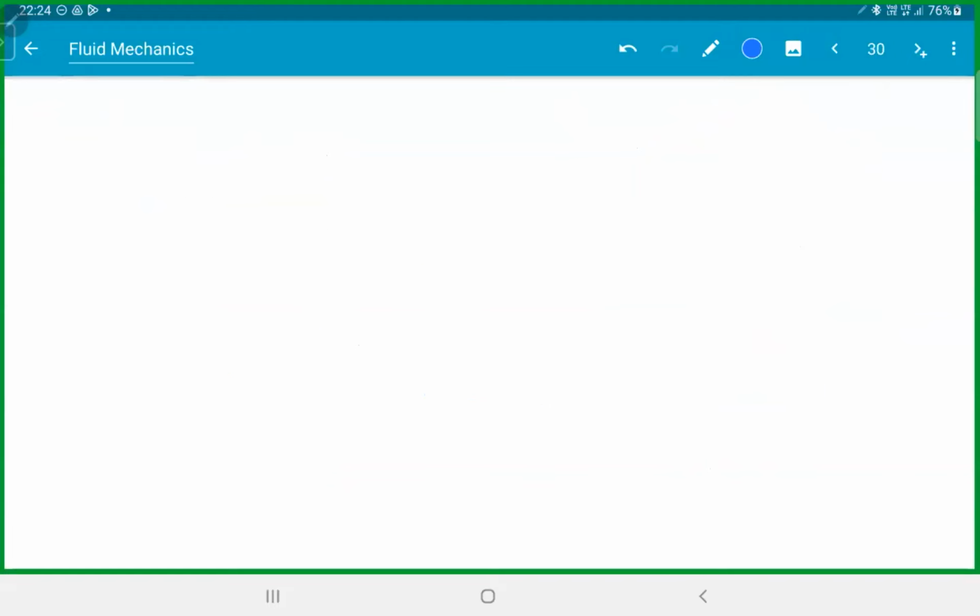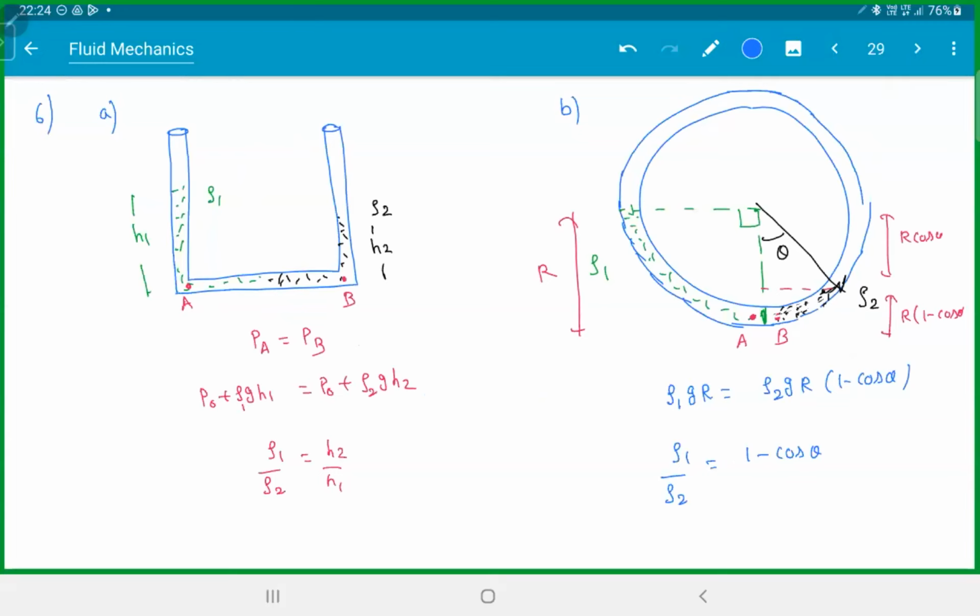So that is one thing. In fluids, it only depends on the height. It doesn't matter what kind of container you're taking. Check. Clear? Any doubts on this? Next one.